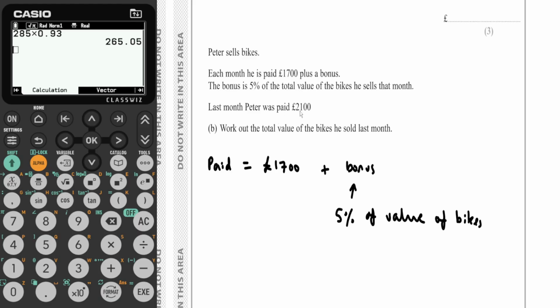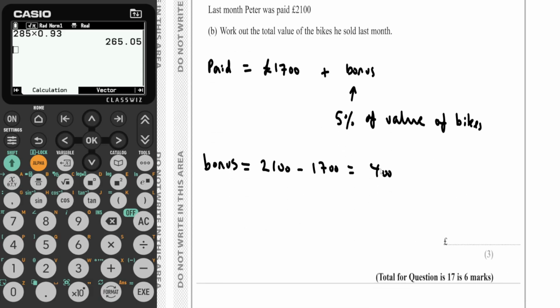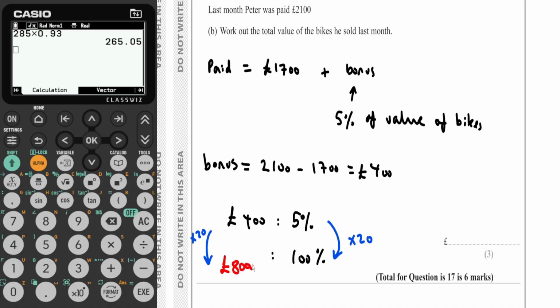So we know that last month Peter was paid £2,100. So therefore his bonus will equal 2,100, take away the £1,700, which is equal to 400. So this £400 would correspond to 5% of the value of the bikes. So we've got £400 corresponding to 5%, and we need to work out the value of the bikes. In other words, we need to work out 100%. So we times by 20, and in doing so you will find the value of the bikes to equal 8,000.